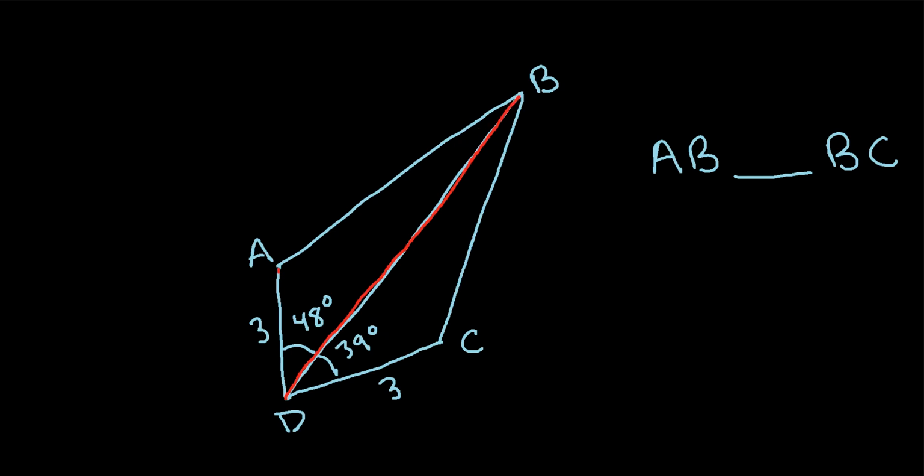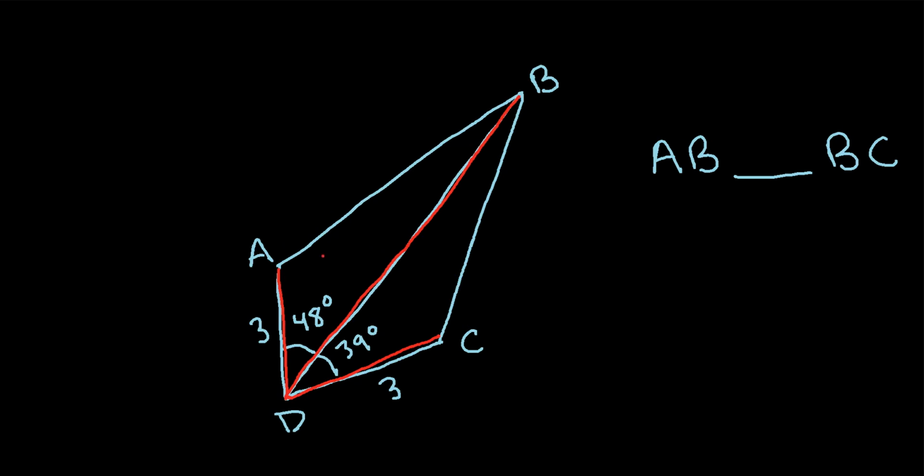And we can also see that this side length right here is the same for both triangles. It has a length of 3. Because they share two of the same side lengths, the Hinge theorem applies here. And what we want to know is, how does side length AB compare to side length BC? So how does this side length compare to this side length?